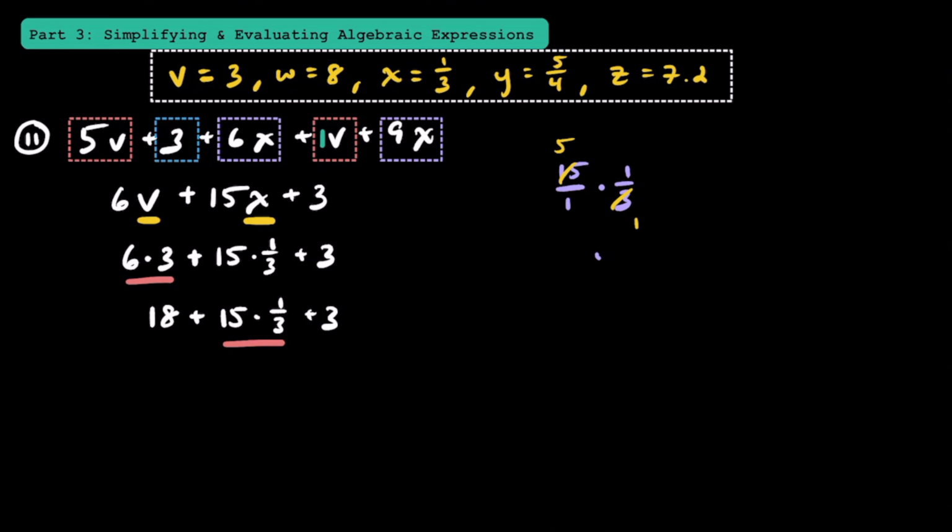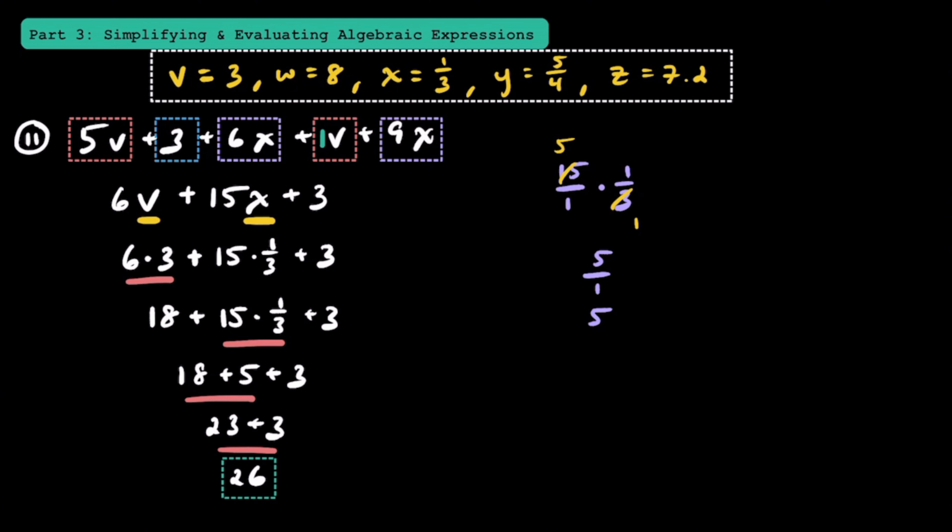5 times 1 is equal to 5, and 1 times 1 is 1, and that simplifies down to 5 wholes. 15 times 1/3, or 1/3 of 15, is equal to 5, so we'll have 18 plus 5 plus 3. Going from left to right, we'll add 18 plus 5 to get 23, plus 3, and adding 23 plus 3 together, we'll get 26. After first simplifying, then substituting in, 26 is the value of this algebraic expression.